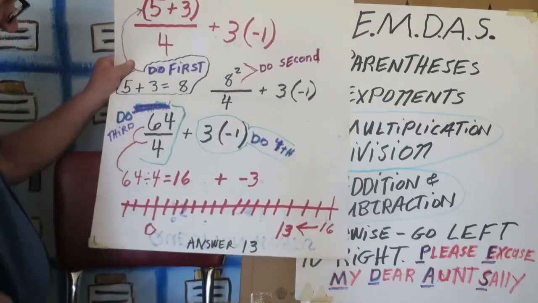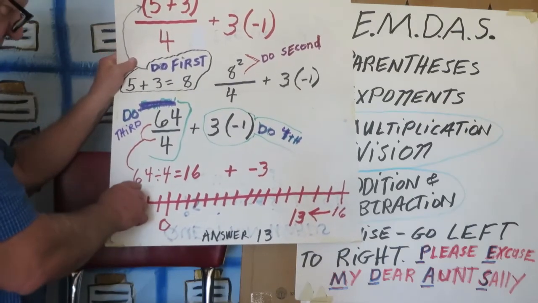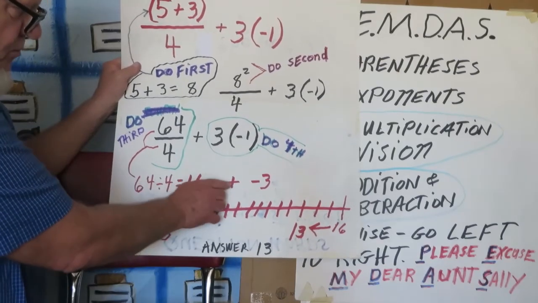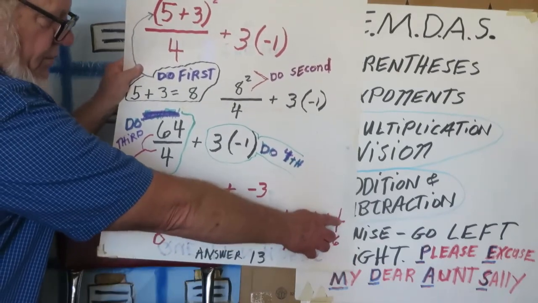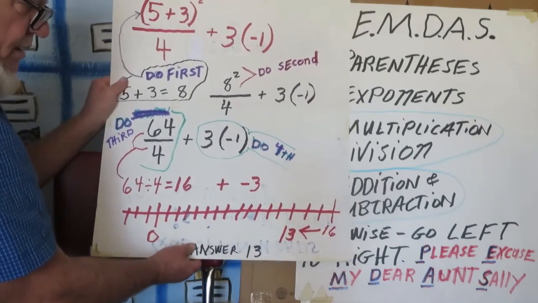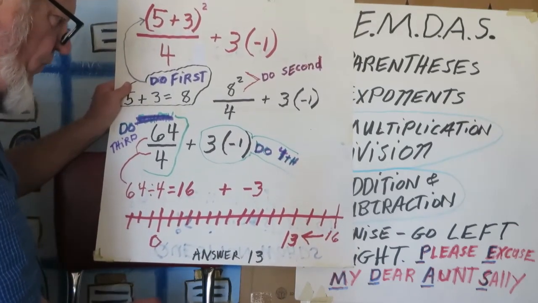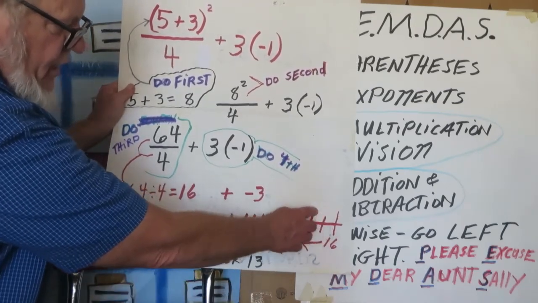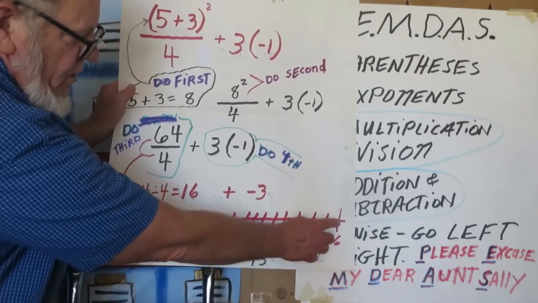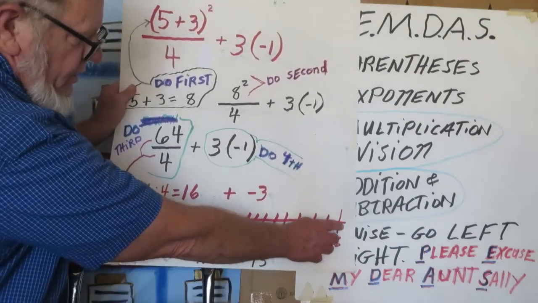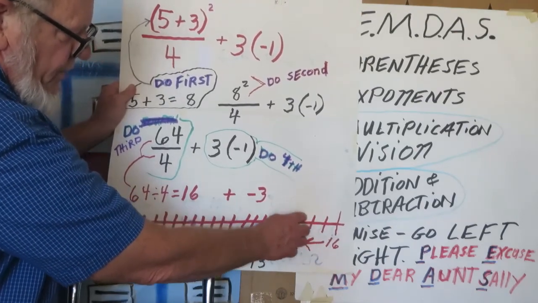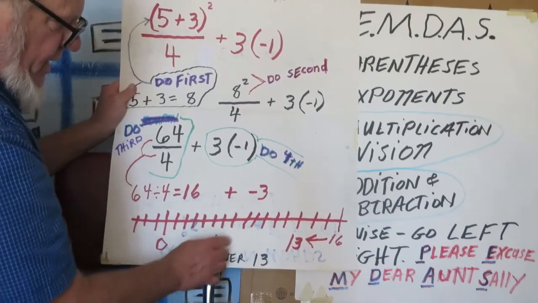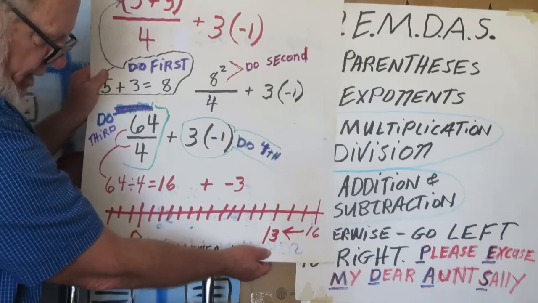Finally, I used the number line here just to demonstrate the last step. In the last step, I have 16 plus negative 3. So I start at the number 16, and I'm going to add a negative 3. Remember, adding a negative 3, we go to the left. So I'm going to go 3 spaces to the left: 15, 14, 13. So we simplify. 16 plus a negative 3 gives us an answer of 13.